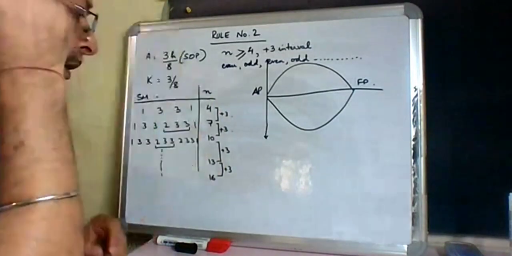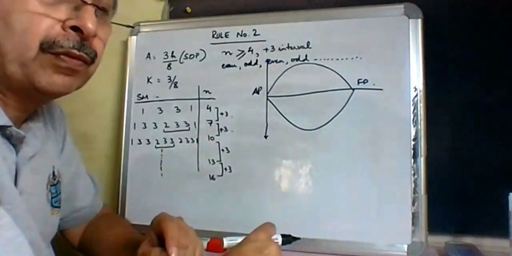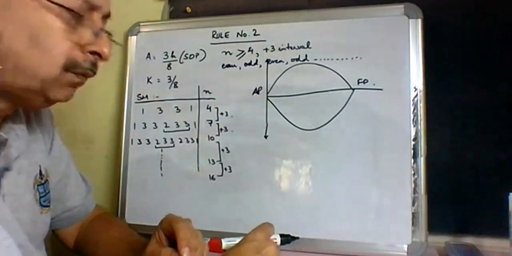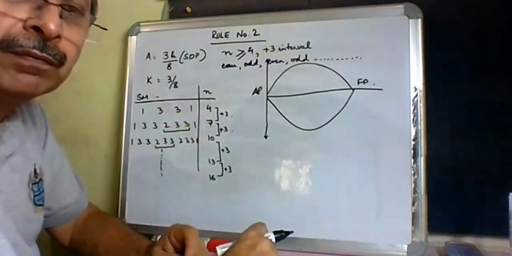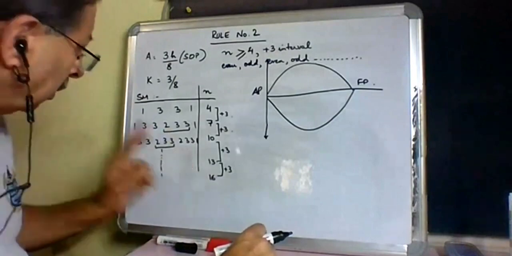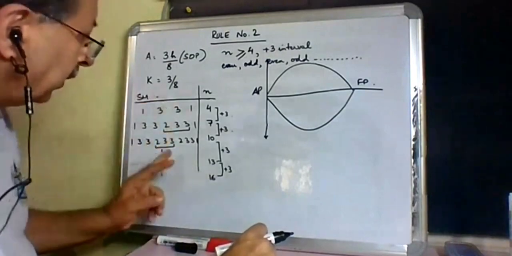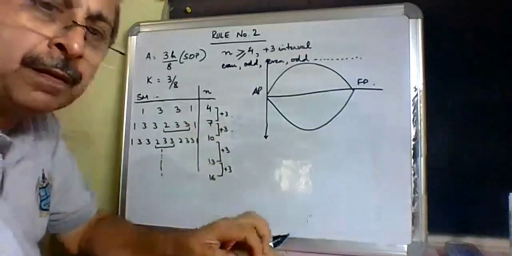The chain of 2, 3, 3. Over there, the chain was 2, 4. Correct, sir. So here the chain is of 2, 3, 3. First and last would be 1, then 3, 3, then 2, 3, 3, then 2, 3, 3, then 2, 3, 3. Okay, sir.